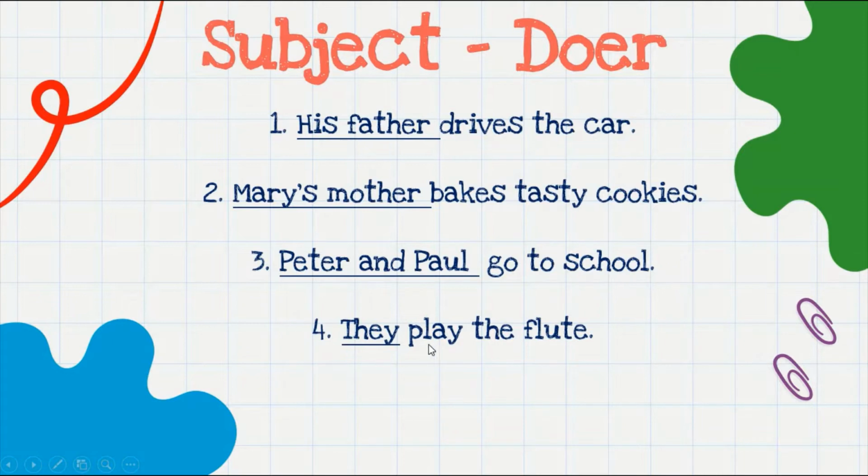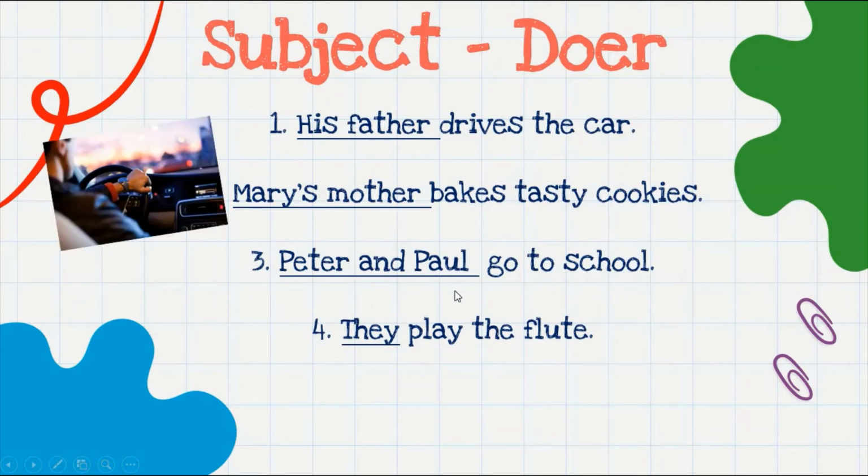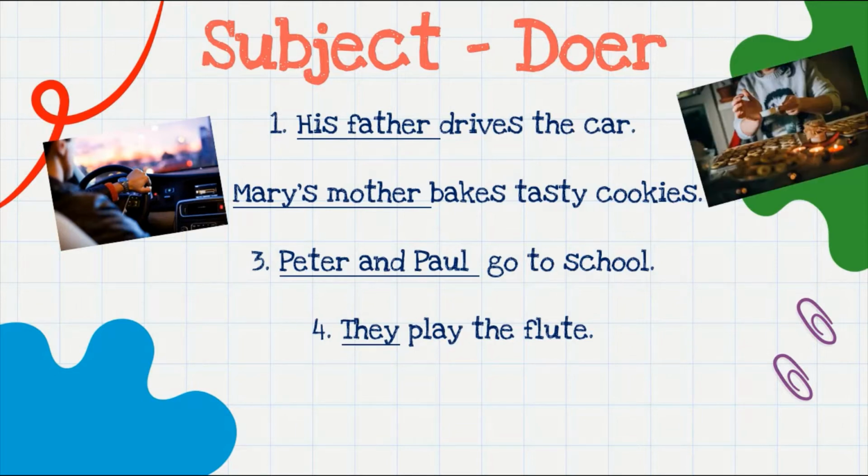Shall we take some examples? His father drives the car. Here the action that is being performed is that of driving, and therefore drives is the verb. The one who's performing the action is his father. Hence, his father is the doer or the subject. Let's look at the next sentence. Mary's mother bakes tasty cookies. What is the action being performed here? Yes, baking. Therefore, bakes is the verb. And who is performing the action? Right, it's Mary's mother. So she is the subject.